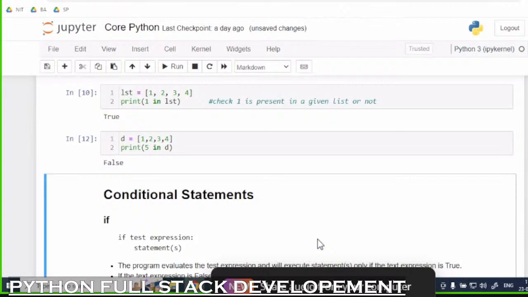So whether you go with assignment operators or arithmetic operators, the output is going to be a numeric value. Whereas if you go with the remaining 4 operators, that is comparison operators, logical operators, identity operators, and membership operators, the output is going to be Boolean, either true or false. If you apply any of these 4 operators, the output is going to be in terms of Boolean only. That's it.